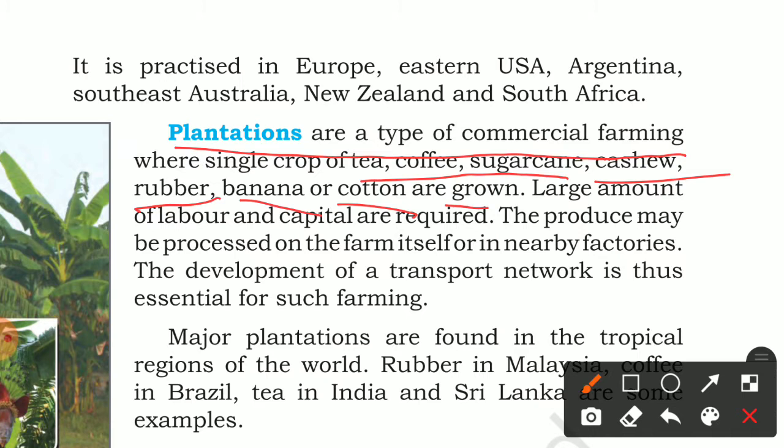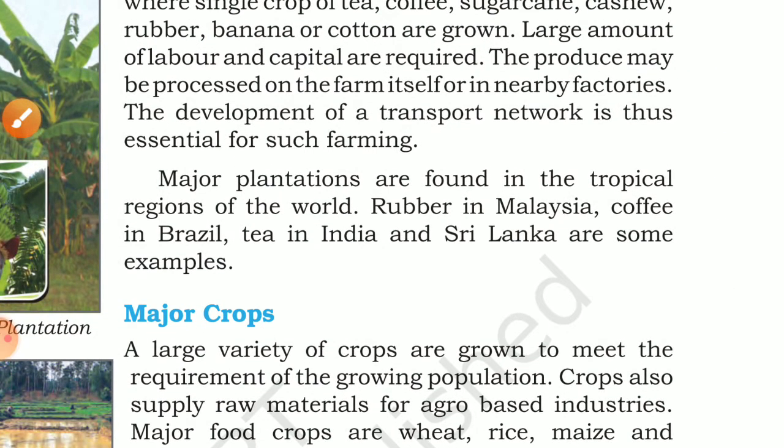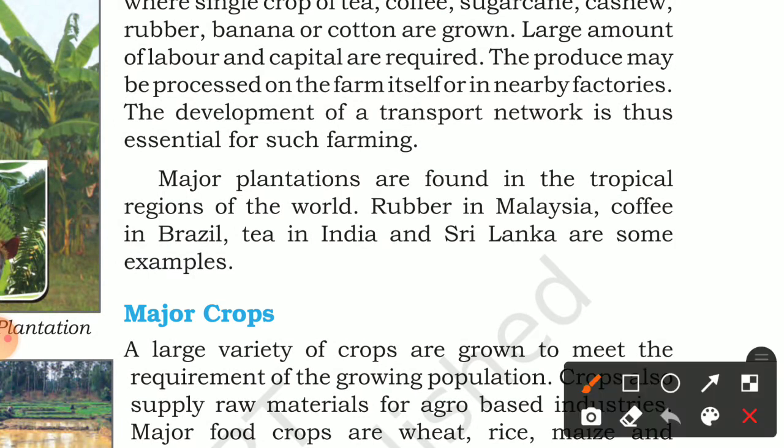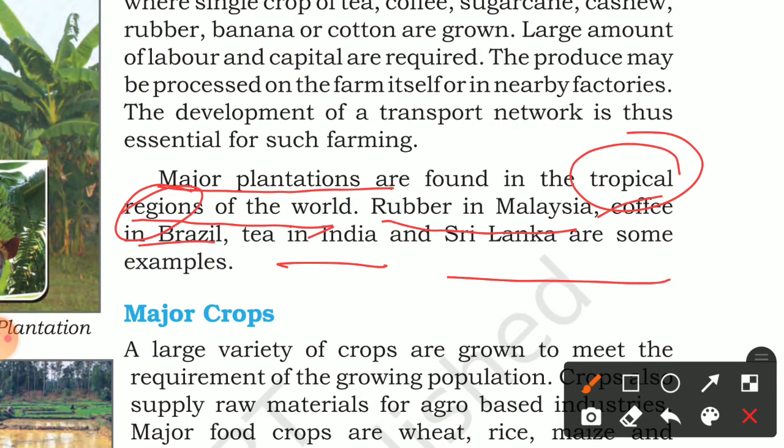Around these plantations you will see that many factories are there, and it is very important because the development of a transport network is essential for such farming. Major plantations are found in the tropical region of the world. Rubber in Malaysia, coffee in Brazil, tea in India and Sri Lanka are some examples.